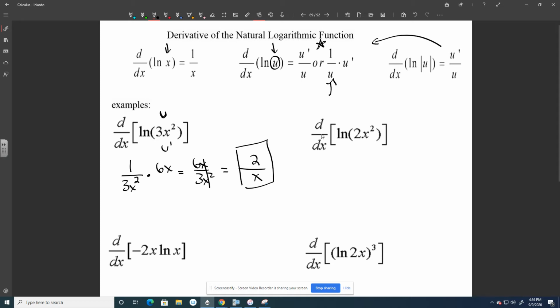Okay. Again, here's our u. And let's use this notation as much as we can. The derivative dy/dx is going to equal a fraction. On top goes the derivative of the inside, so 4x. On the bottom just goes the original function, 2x squared. And when I cancel the x's and the 2 and the 4 and the 2, I end up with 2 over x. So the derivative of these two functions is actually the exact same.